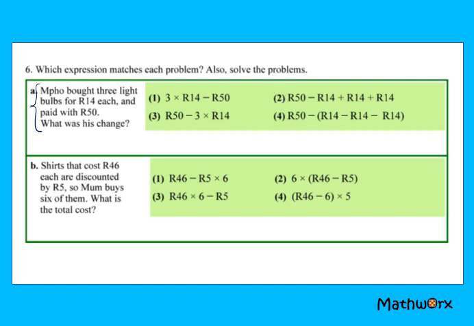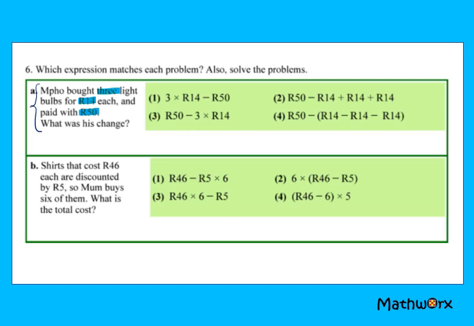So let's read here. Let me get my highlighter. Okay, it says here, Mpo bought 3 light bulbs. So he bought 3 light bulbs for 14 Rand each and paid with 50 Rand. What is his change? Now I want you to pause the video and think about this for a second and then see what the answer is and then play the video again.